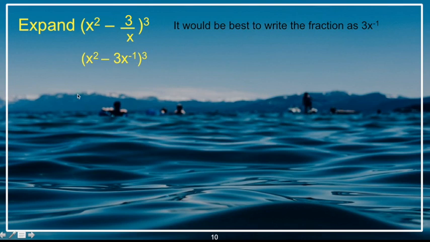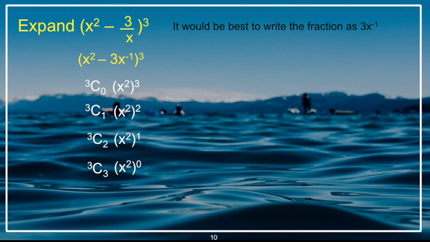Okay, so again, let's start with the coefficients, starting from combination of 3 taken 0 down to combination of 3 taken 3. And the powers of the first term will be descending, so we will have it like this, x squared to the power of 3 down to x squared to the power of 0. And the second term, which is negative 3x to the power of negative 1, we will have the powers of that increasing, starting from 0 up to 3. All right. Okay, so this is now where our algebra will come in.